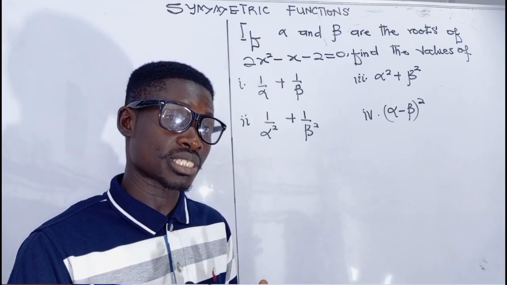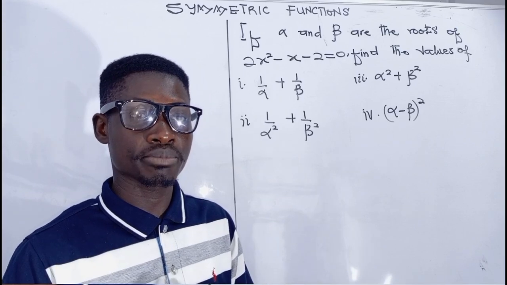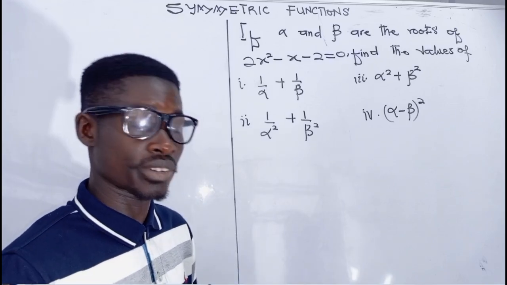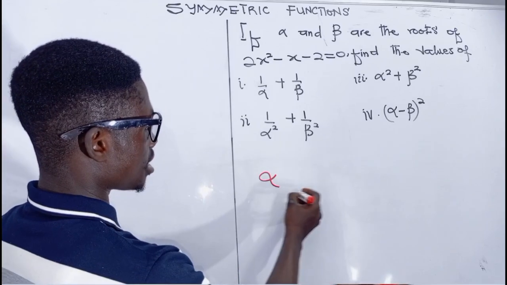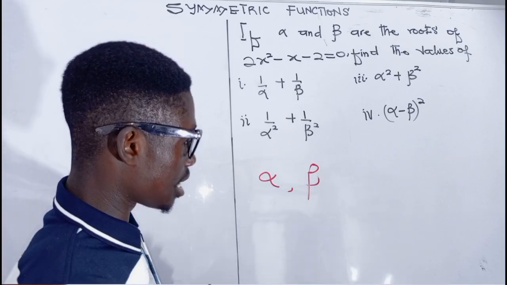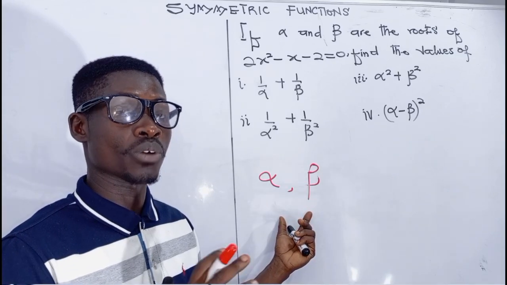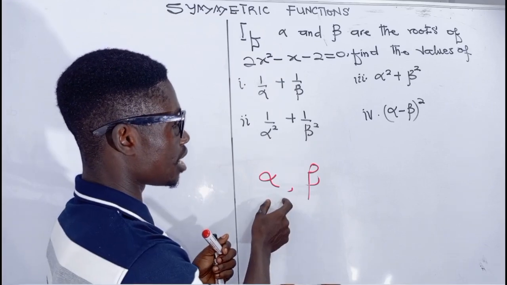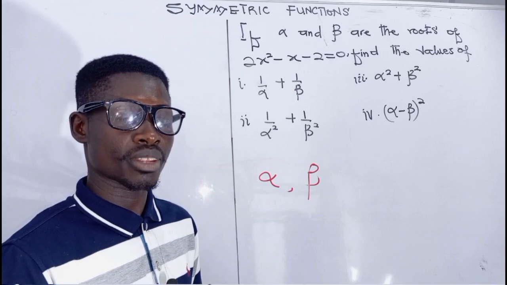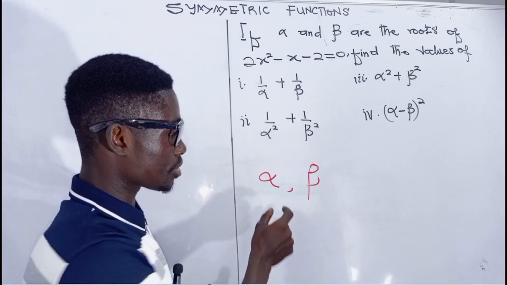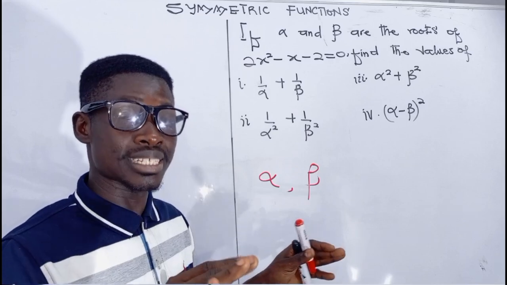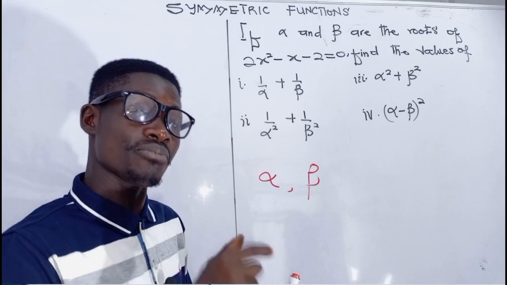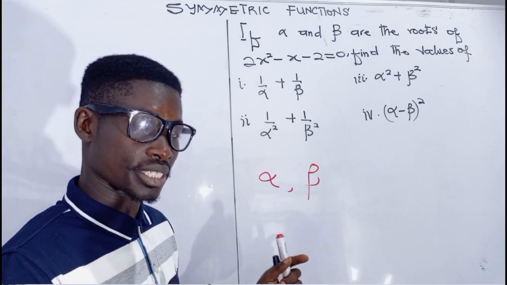When we talk about symmetric functions, what does it mean? Let's take it that alpha and beta are the roots of a quadratic equation. So this is alpha and this is beta. And you have a function which is in terms of this alpha and beta. Now when this function, which is in terms of alpha and beta, remains the same whenever we interchange alpha and beta, then you can say that that function is a symmetric function.